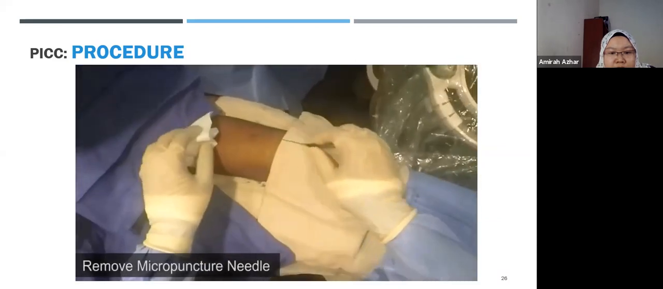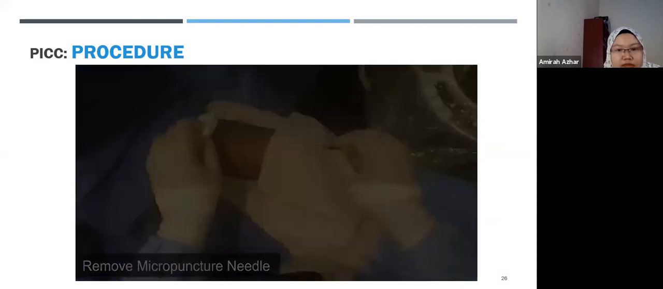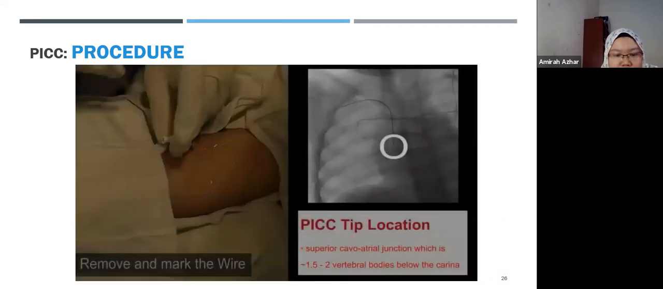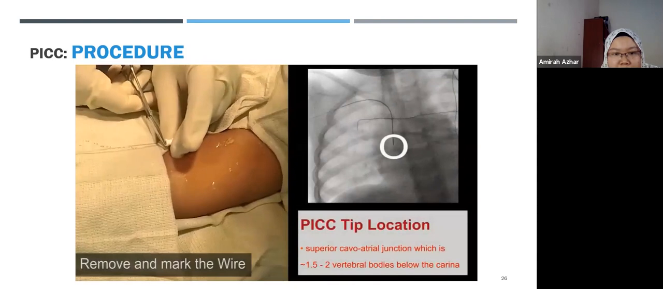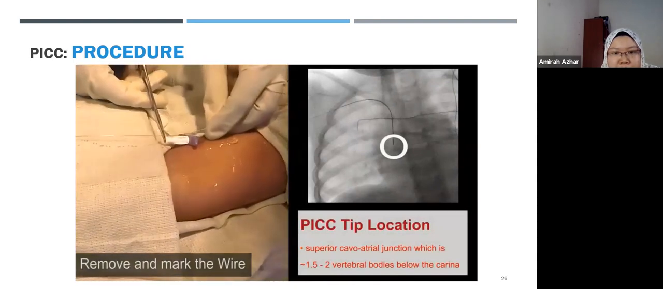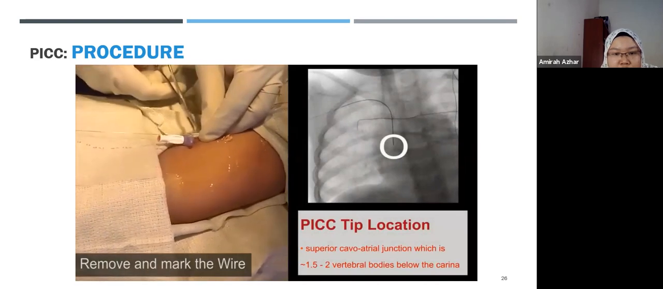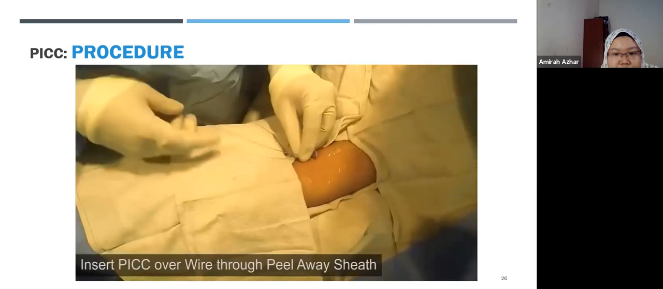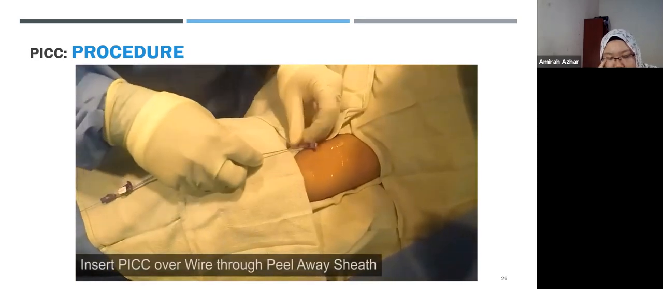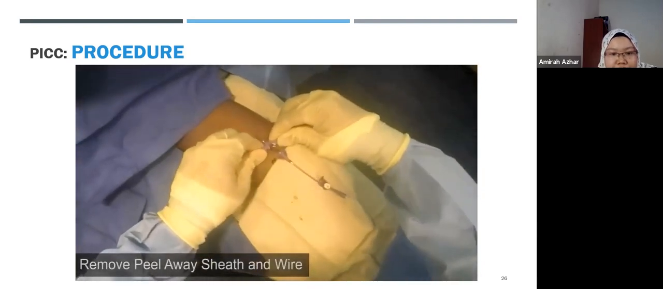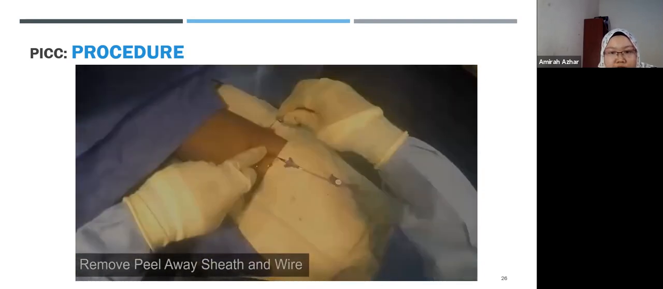After that, you remove the micropuncture needle and make a small incision. Make sure the PICC tip location is at the entrance of the right atrium, which is the superior vena cava. You insert the PICC catheter. Remove the peel and wire.